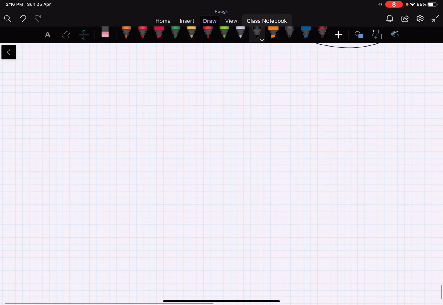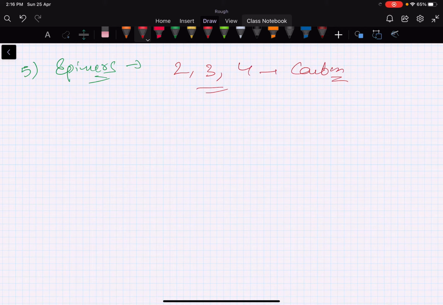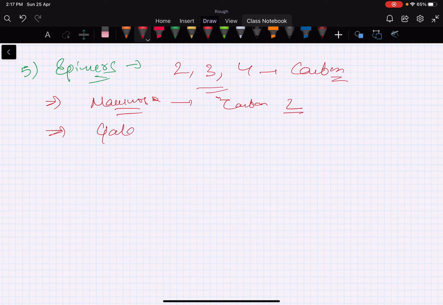Now the next thing we are going to discuss here are epimers. Epimers are those isomers which differ in configuration of H and OH on carbon numbers 2, 3 and 4. Important epimers of glucose are mannose and galactose. Mannose is a glucose epimer at carbon number 2, whereas galactose is a glucose epimer at carbon number 4.